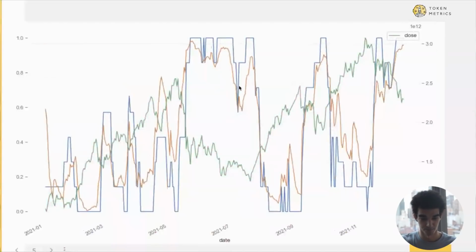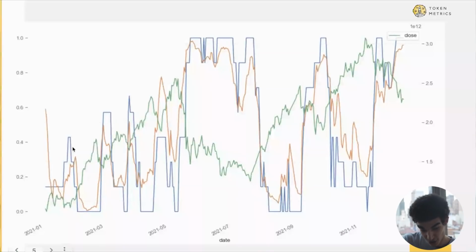For example, here, I simplified it. In green is the total crypto market cap. In blue is the percent of coins that have a low TM grade out of the top 10 coins only, excluding stable coins, of course. And in orange is the proportion of coins that have a low TM grade out of the top 300 coins.